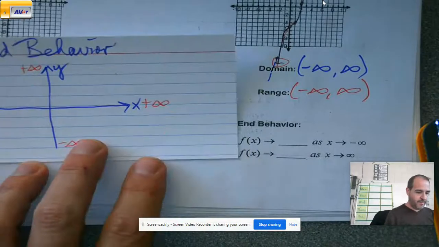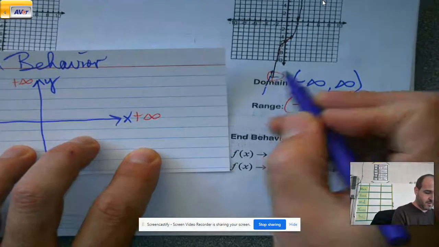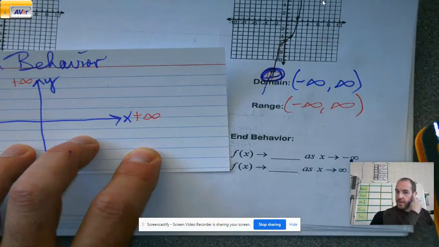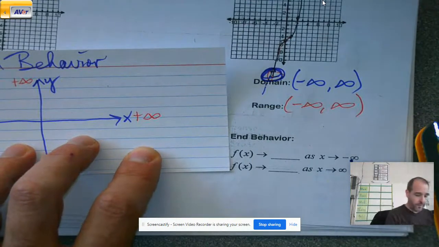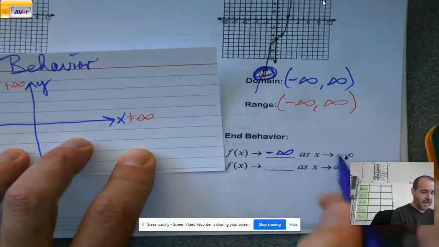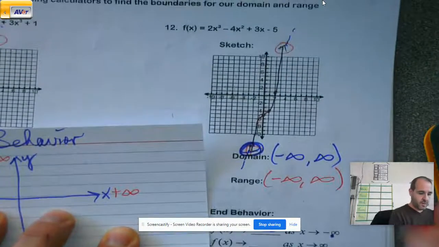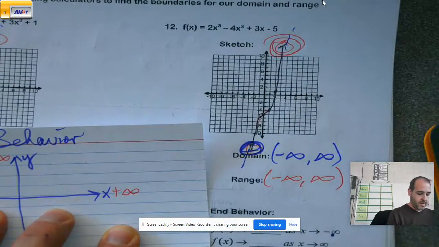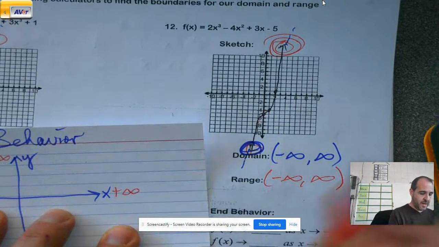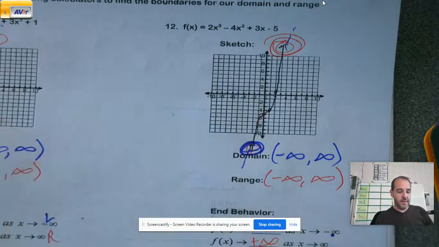So again, as x goes to the left, there's my left arrow. What way is it going? Down. Y goes down as x goes left. That's true. And then on the right, as x goes to positive infinity, up, up, up, up, up, to positive infinity.